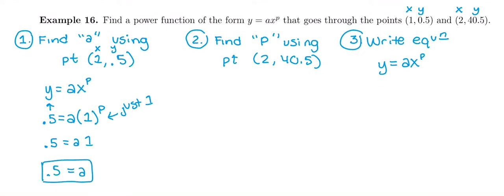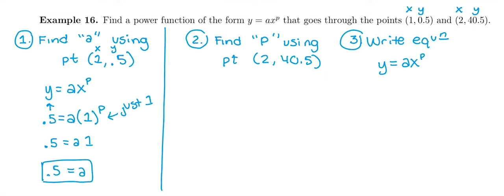In other words, a is going to be the y value of the point where x is 1. So a is 0.5 here, and that's again because 1 to any power is always 1. So a times 1 is 0.5. A must have been 0.5.